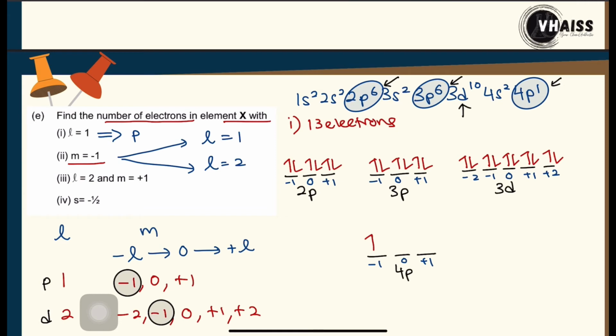Thus, now all you have to focus on is calculating the number of electrons that are in M value -1. So that would be 2 plus 2 plus another 2 and plus 1. So the answer for question 2 would be 7 electrons.